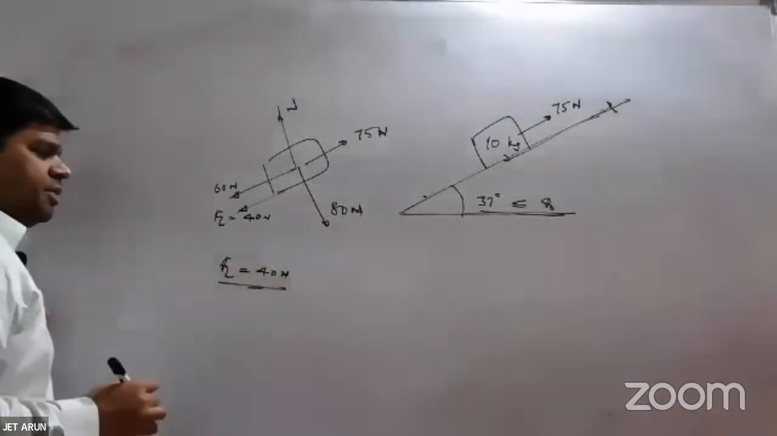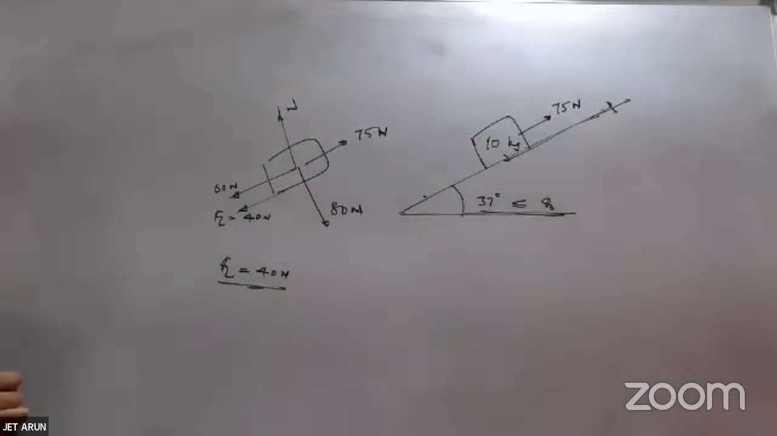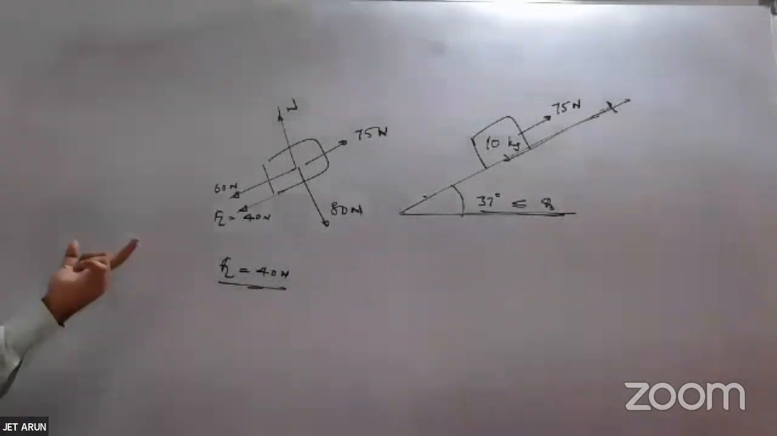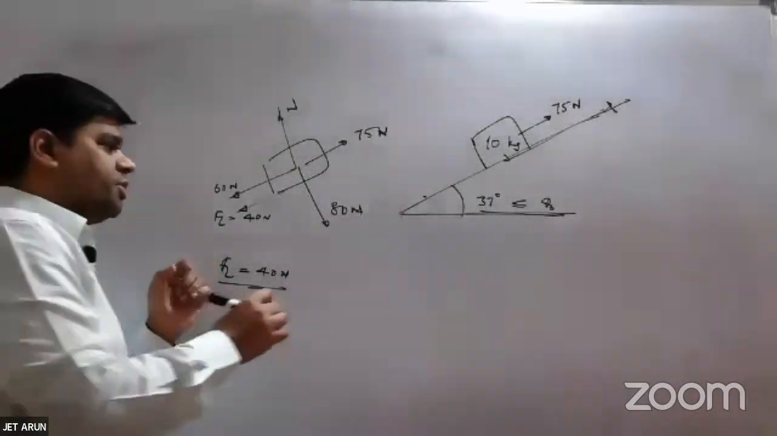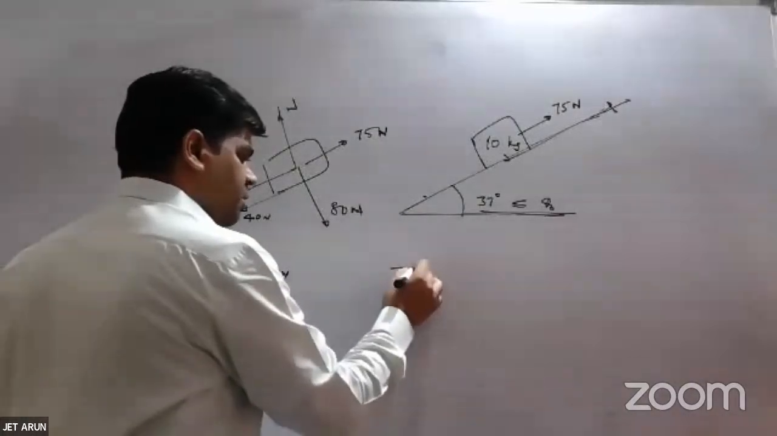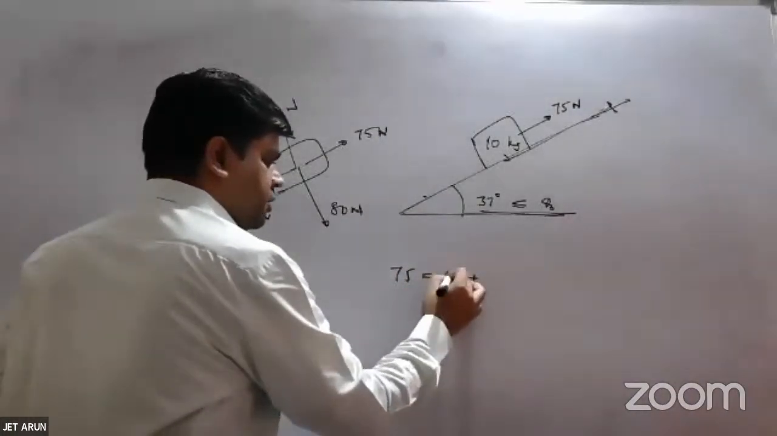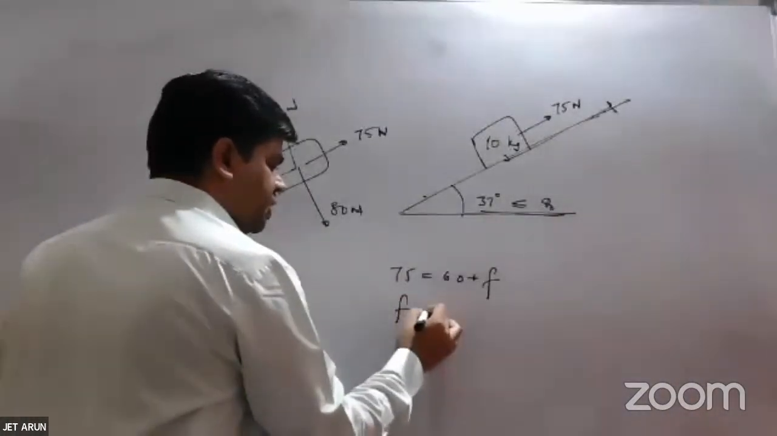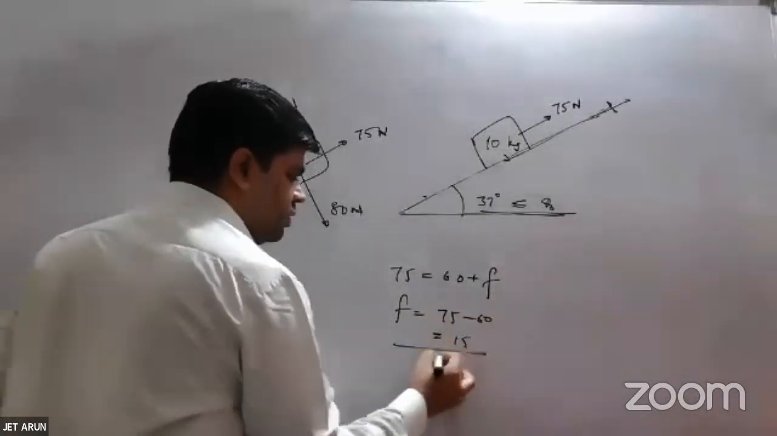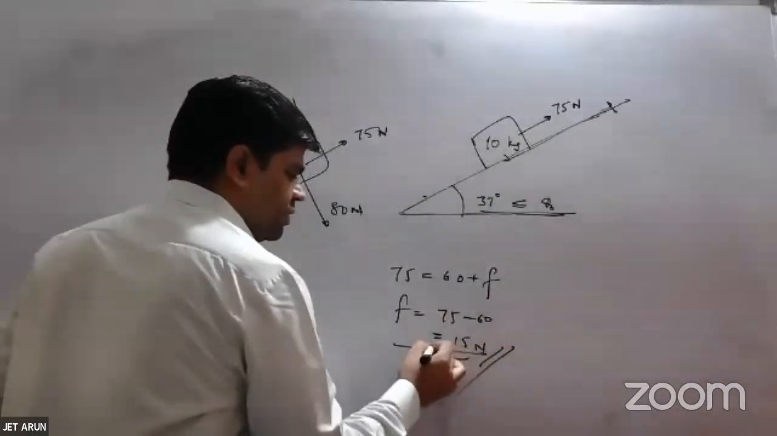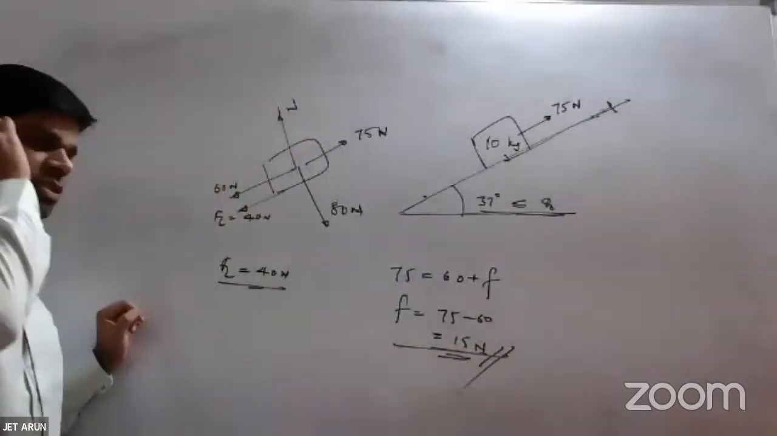Friction is not 40 because limiting is 40, but required is only 15. For me to counterbalance the external force, the required self-adjusted friction value is 15. So because 75 is equal to 60 plus friction, friction is equal to 75 minus 60, which is equal to 15. So my friction is 15 Newton on the block and the acceleration of the block is 0.